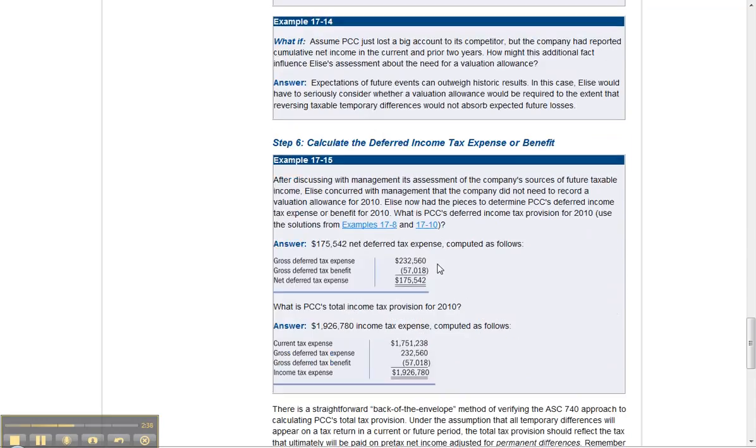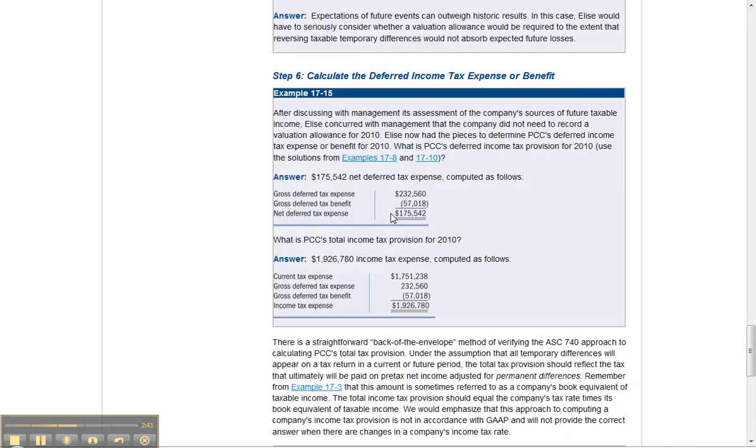Let's see what else. This step calculates the deferred income tax expense or benefit. This is where the netting occurs of the deferred income tax expense and the deferred income tax benefit. Remember the expense that related to the increase in the deferred tax liability from the depreciation. This was the deferred tax benefit that related to the future deductible amounts. That netting process happens right here to get a net deferred tax expense of 175. And then looking at our total income tax provision, which is current plus deferred, you can see all three of these numbers that we've calculated now.